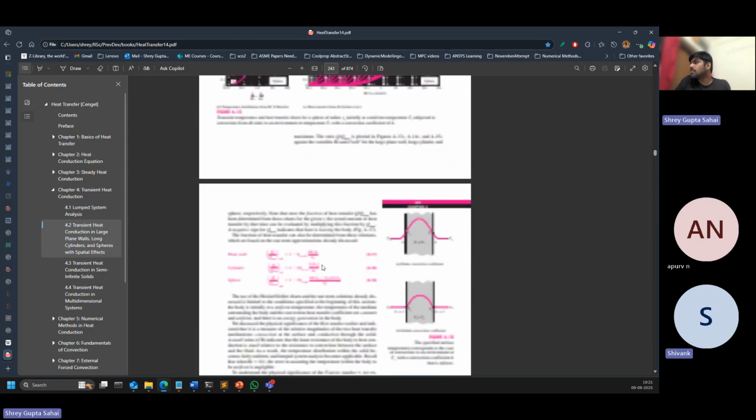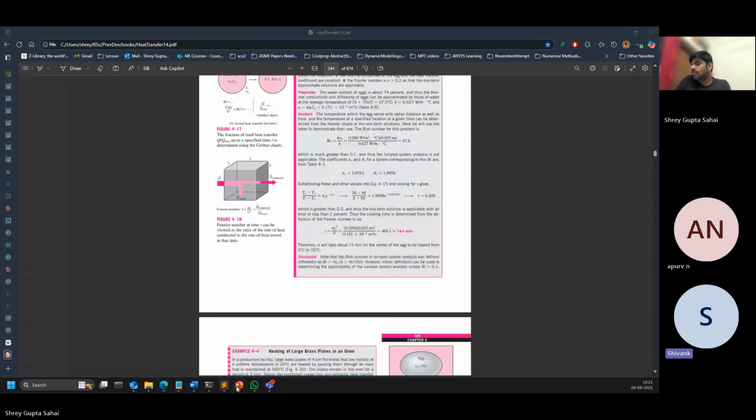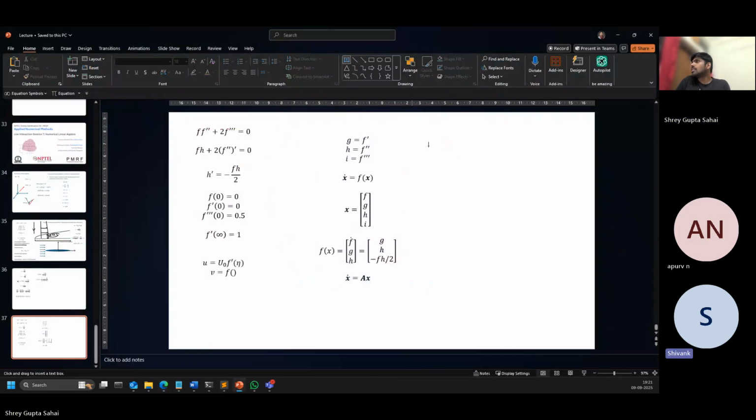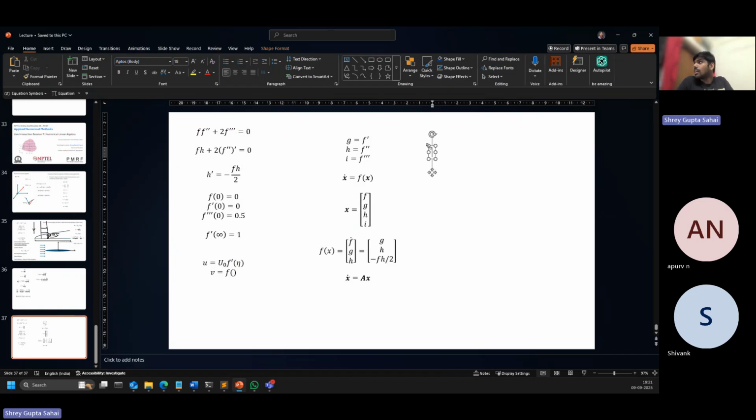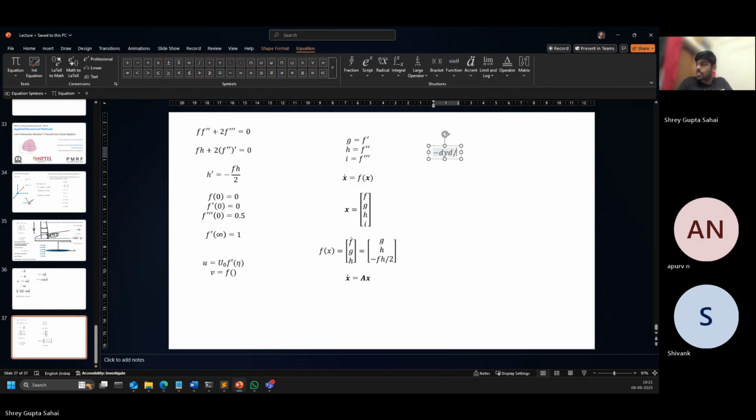So the simplest equation you can write is minus d by dx of K du by dx equals q. K or whatever, it's just a constant anyway.